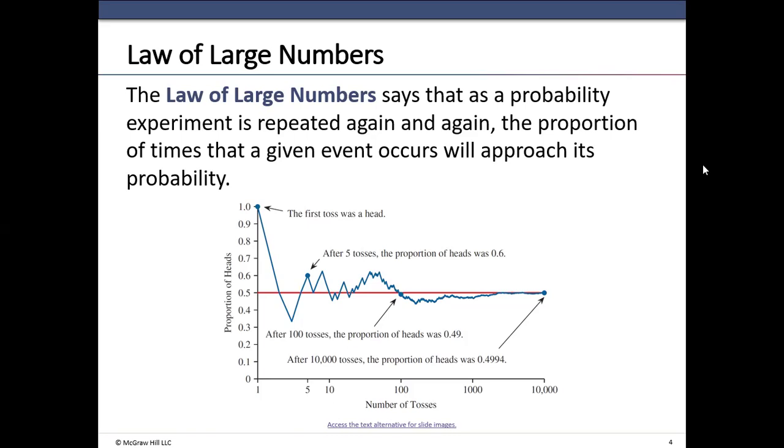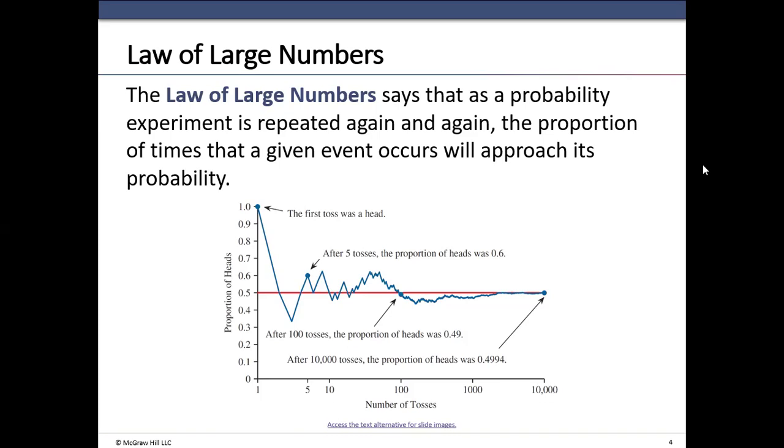So what is the blue line? The blue line is the proportion of heads you are getting as you keep tossing the coin. And notice in the long run, the blue line, which is the proportion of actual heads, approaches or stays over the red line, which is the theoretical probability of getting a head in the long run, which is 0.5. But there are a lot of fluctuations.